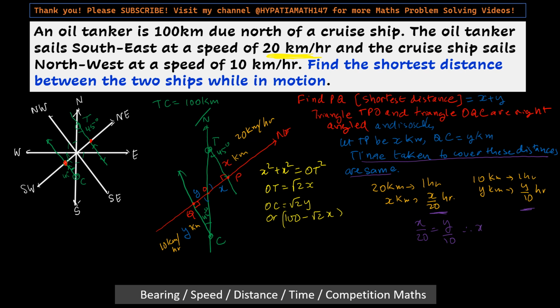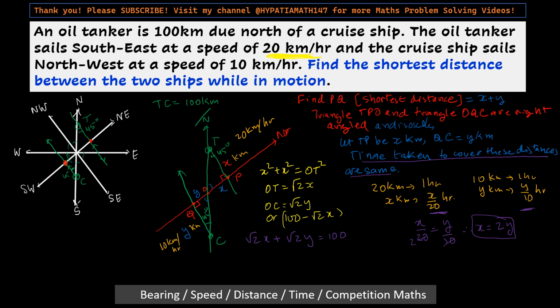And therefore x is 2y, isn't it? I mean 10 times 2 is 20. So x is 2y. So we have expressed x in terms of y. So let us see where we put these values. Once we do that, we use it in the 100, that root 2x plus root 2y is equal to 100.